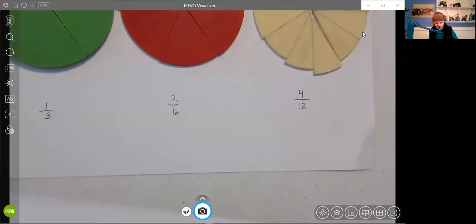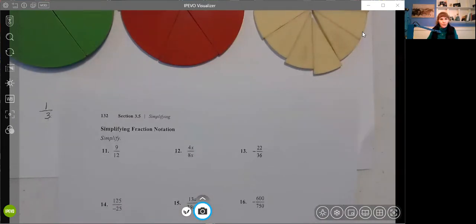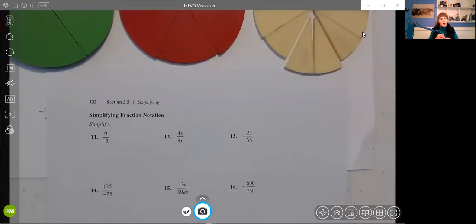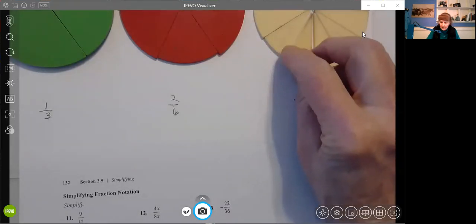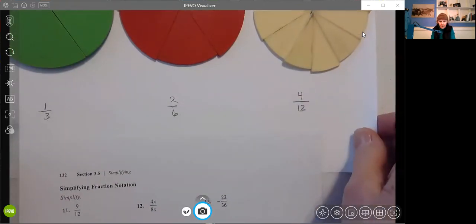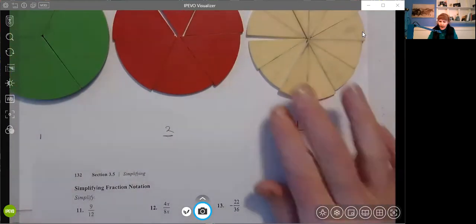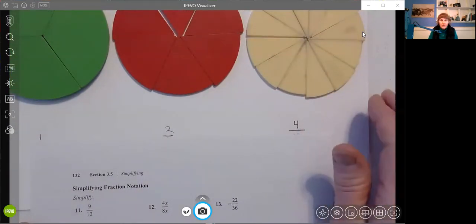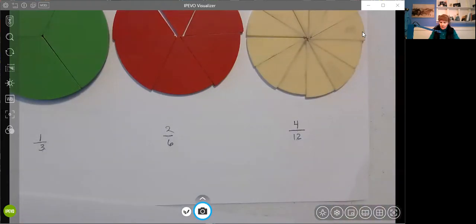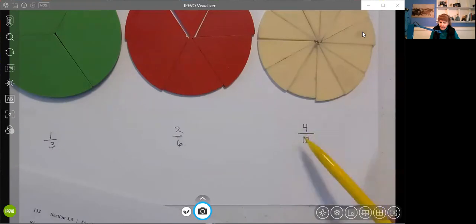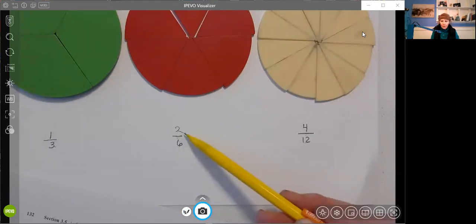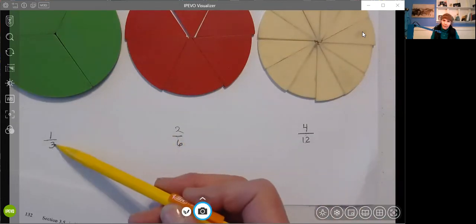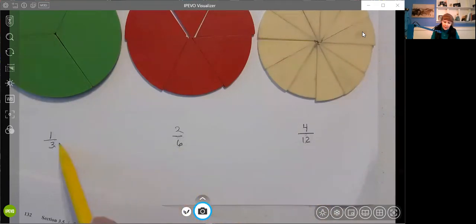All right, now let's look at the next, which is what we're going to do right now. So now I want to go backwards. So instead of having 4/12, I want to write the same fraction using smaller numbers, bigger pieces. How do you go from 4/12 and make it look like 1/3? Or how do you go from 2/6 and make it look like 1/3? And both of these do need to go to the smaller number.